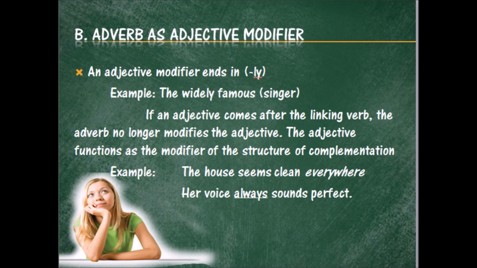B. Adverb as adjective modifier. An adverb that modifies an adjective ends in -ly. Example: the wildly famous singer. If an adjective comes after the linking verb, the adverb no longer modifies the adjective. The adjective functions as the modifier of the structure of complementation. Example: the house seems clean everywhere. Her voice always sounds perfect.